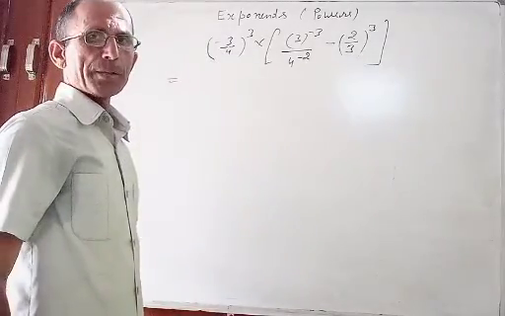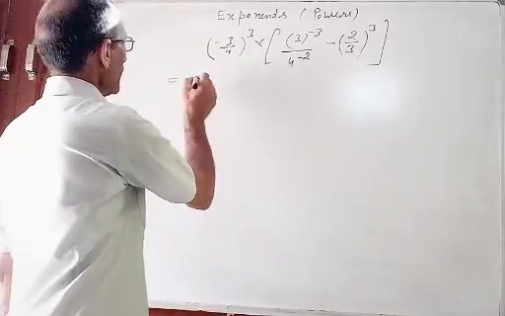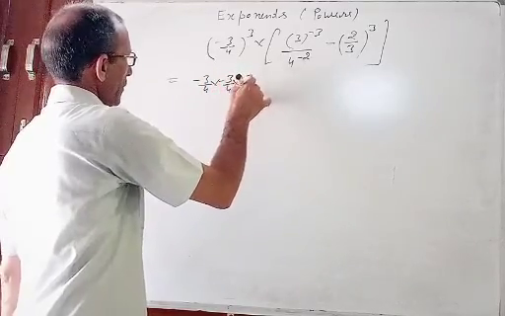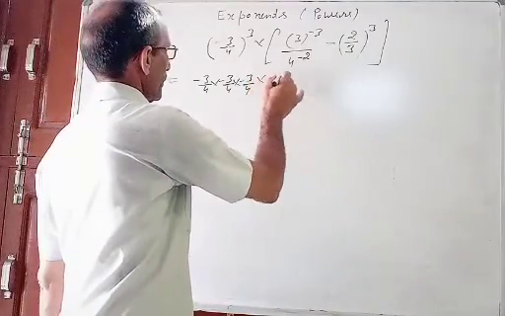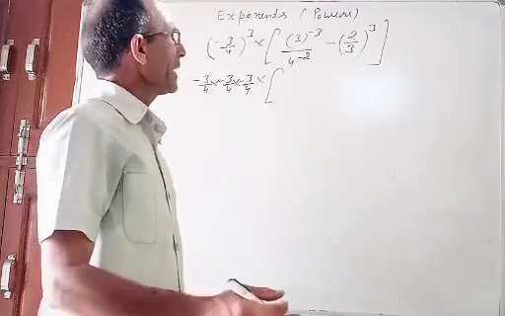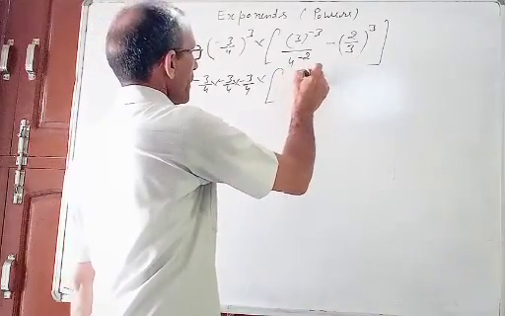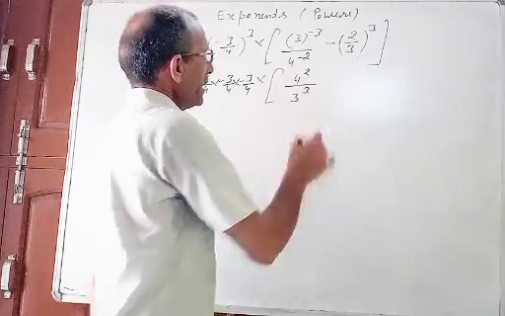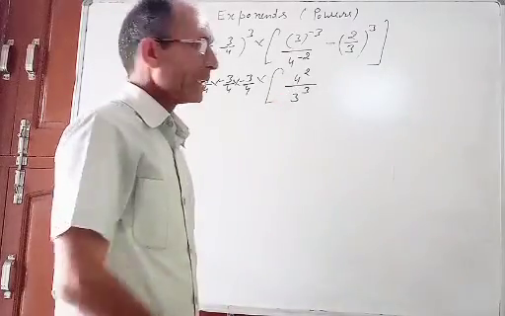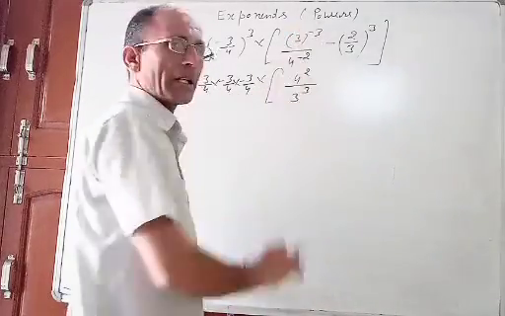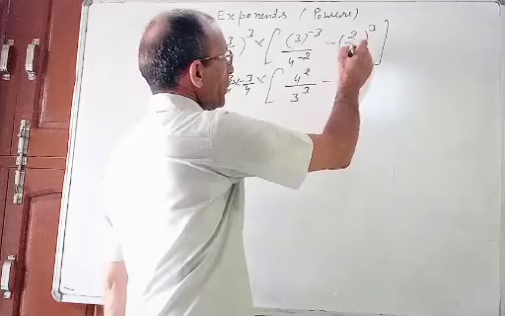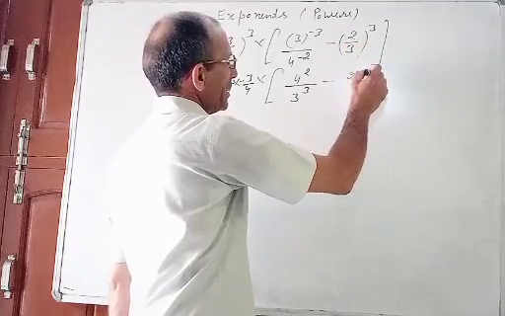So minus 3 by 4 is multiplied how many times? 3 times: minus 3 by 4, minus 3 by 4, minus 3 by 4. Because a negative power is there, to convert it into positive, take the reciprocal. So 4 raised to the power 2 by 3 raised to the power 3. This negative power becomes positive. Any doubt, any confusion? Minus 2 by 3 is multiplied how many times? 3 times.